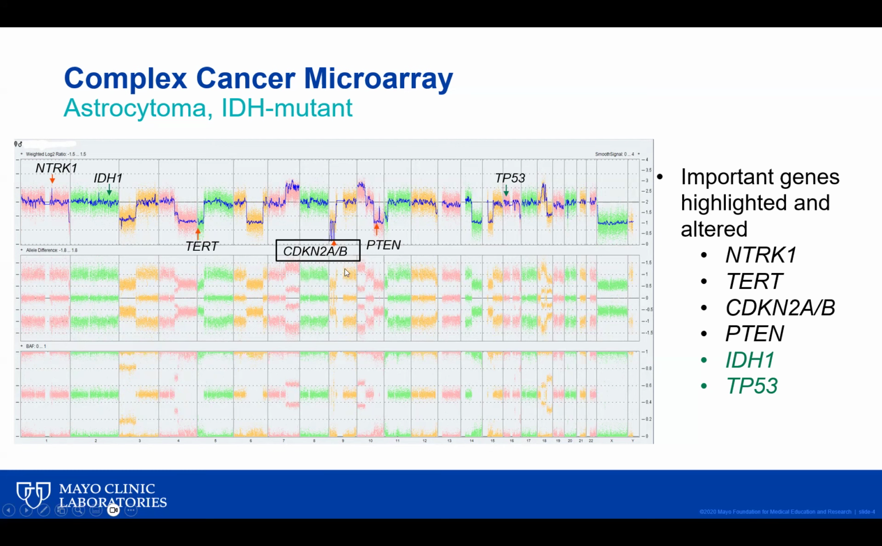This is an extremely important finding with the CDKN2A and B homozygous deletion because this actually confers a CNS WHO grade 4 tumor. So this is important for defining the grade of the tumor in this individual.